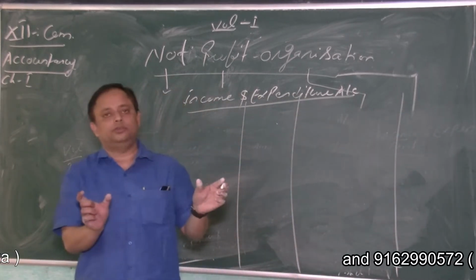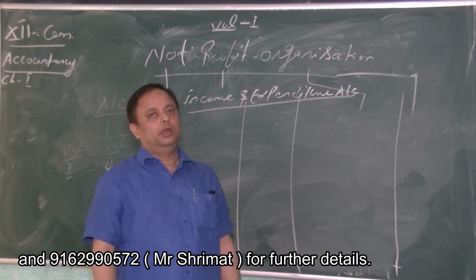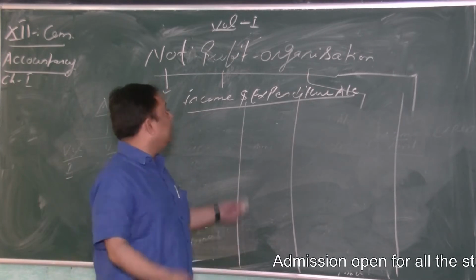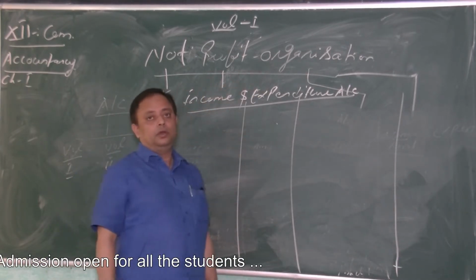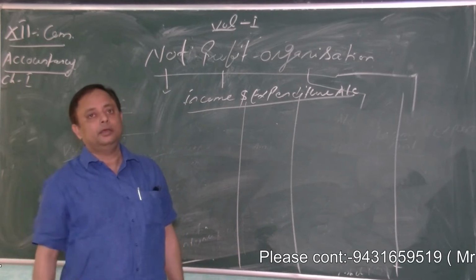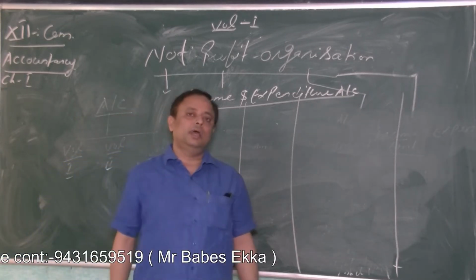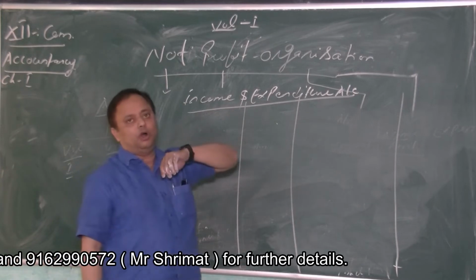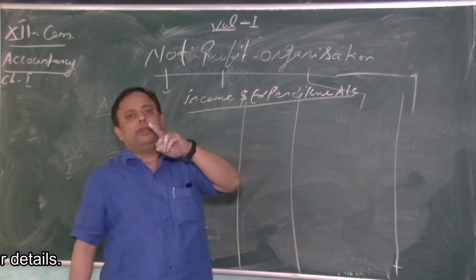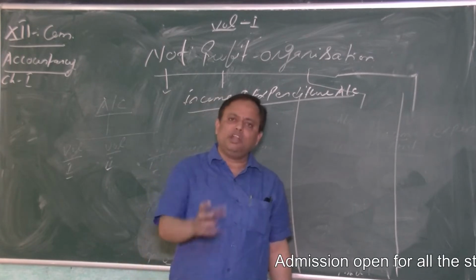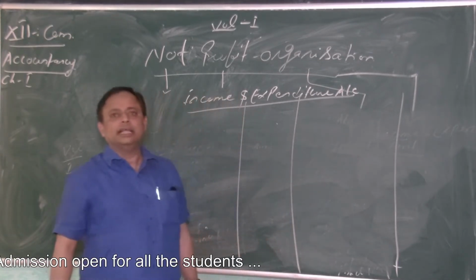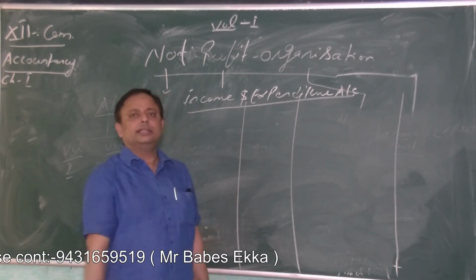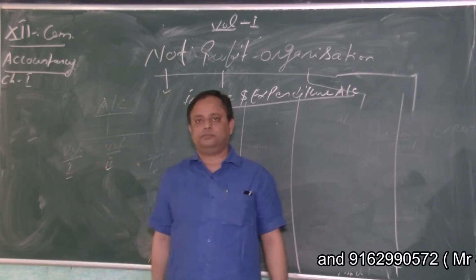Income and expenditure. In profit organizations, we calculate net profit and net loss in the profit and loss account. In not-for-profit organizations, there is also surplus money. That money is called surplus, and there are also excess expenses, which is called deficit. So in the income and expenditure account, the objective is to calculate surplus and deficit. What is surplus? Surplus is excess income over expenditure. And deficit means excess expenditure over income.